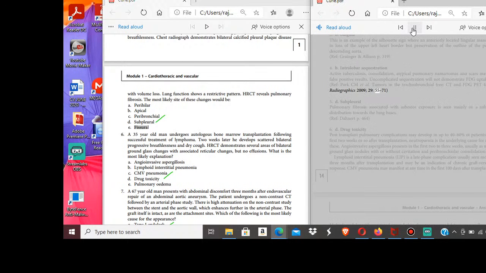5d. Subpleural pulmonary fibrosis associated with asbestos exposure is seen mainly in a subpleural distribution towards the lung bases. Ref. Dähnert p. 464.